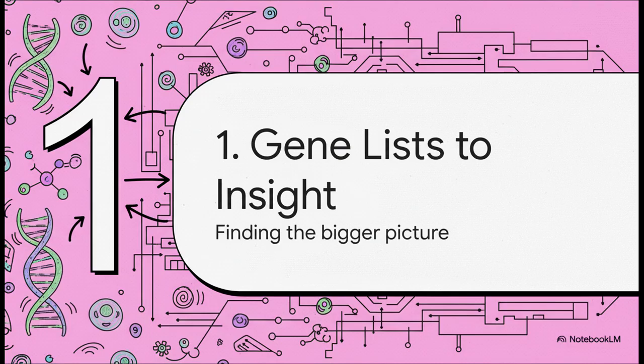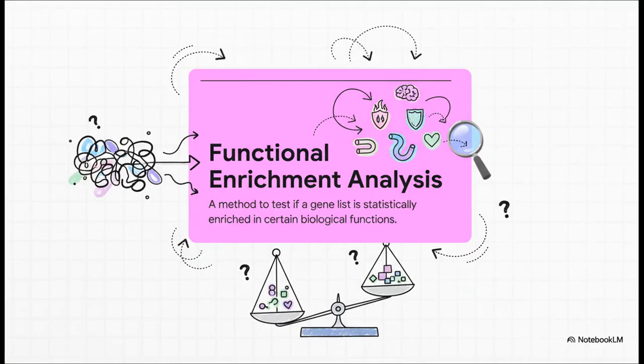Well, to bridge that gap, researchers pretty much everywhere turn to this one really powerful computational method. It's become an absolute cornerstone of modern biology. It's the go-to tool for finding the biological narrative hidden in the data. And that tool is called functional enrichment analysis, or FEA.